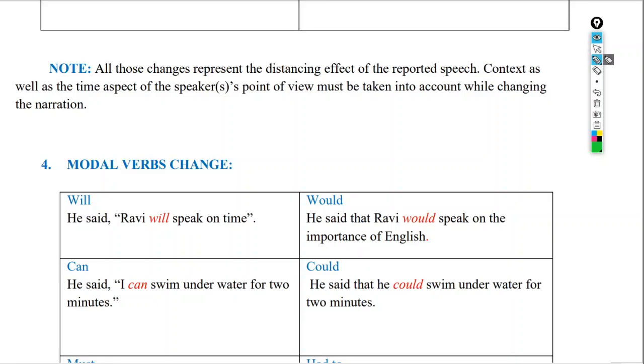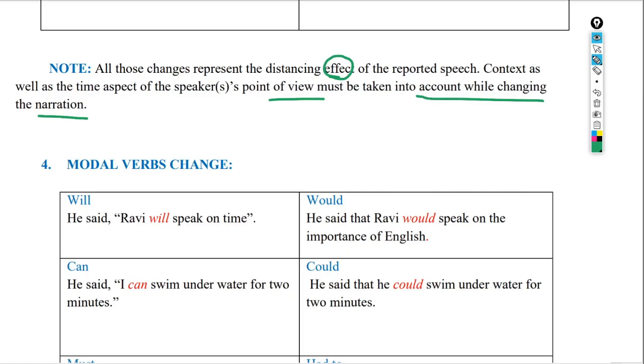So let us note one particular thing here. All these changes represent the distancing effect of the reporter's speech. So when we are changing from the direct to the indirect, what is the effect of it? The effect is the distant effect or the remote effect. That means the remote effect will always be there. Context as well as the time aspect of the speaker's point of view must also be taken into account while changing the narration. So the speaker's point of view is also to be taken into consideration while you are changing it from the direct narration to the indirect narration.